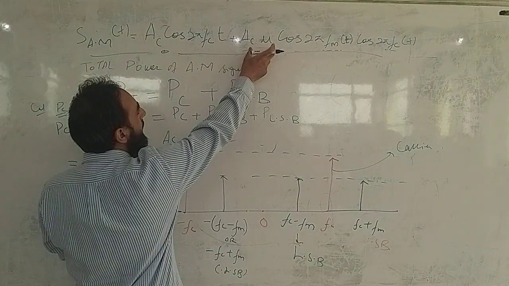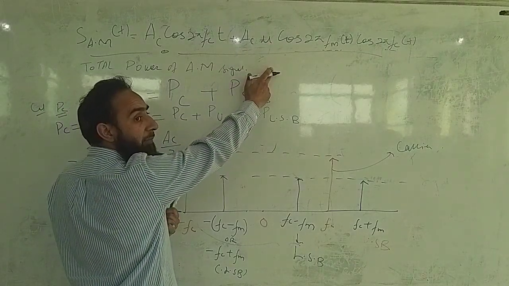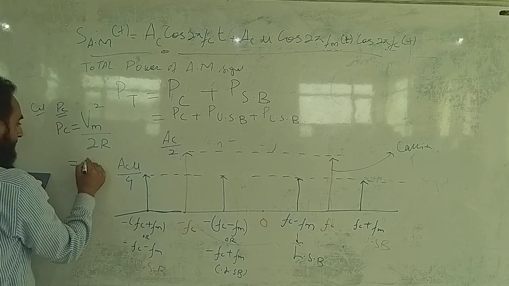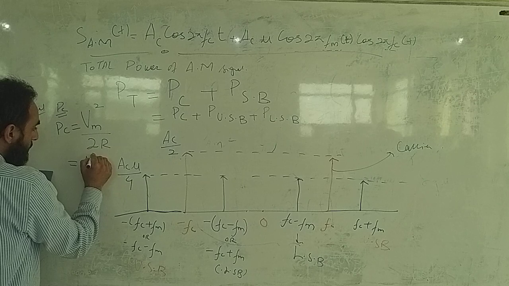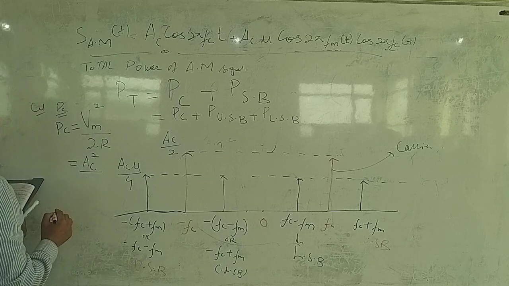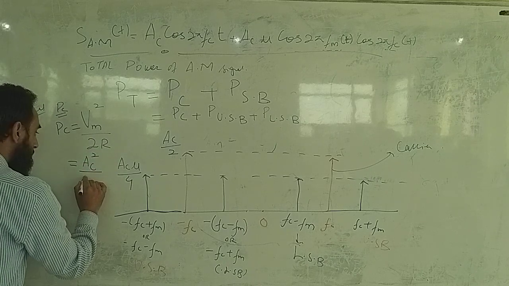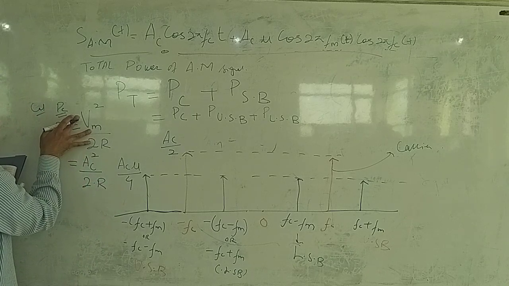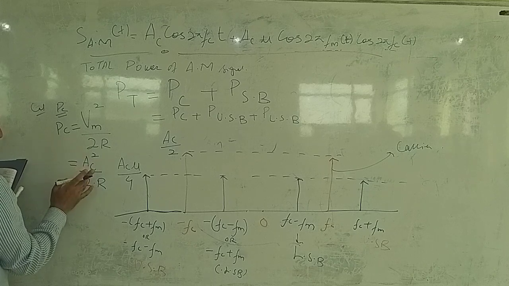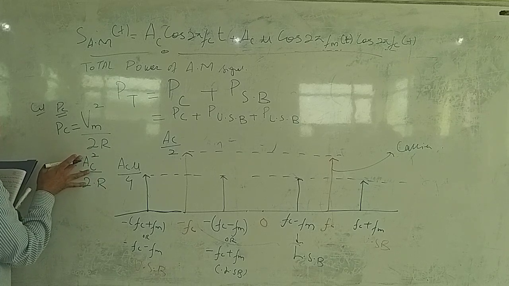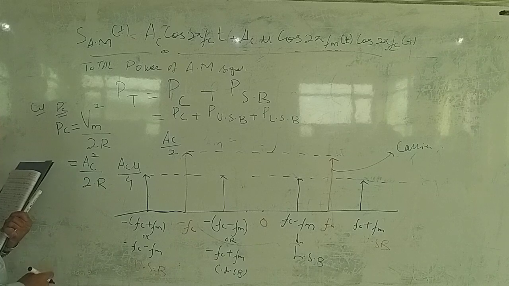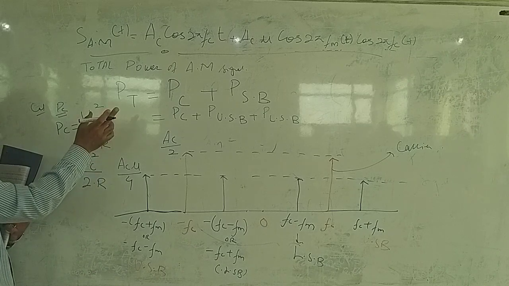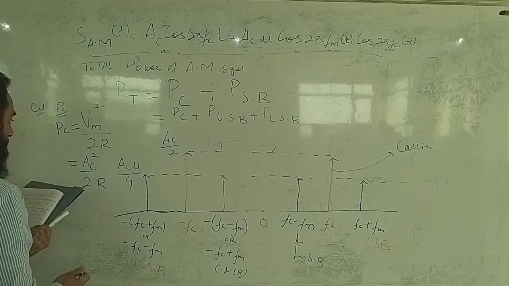I erased that part, but it is in your notebooks, so please check it. As I try to solve this, what I will get is AC square by 2R. When I put the value of Vm as AC by 2, it actually becomes AC square by 4, and 4 and 2 cancel out to give the net result. So this is equation 1.